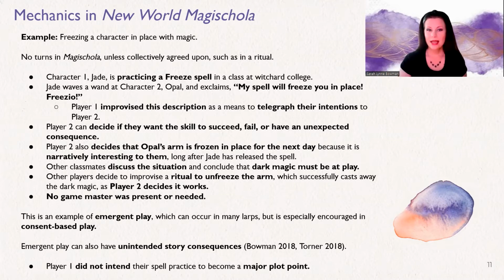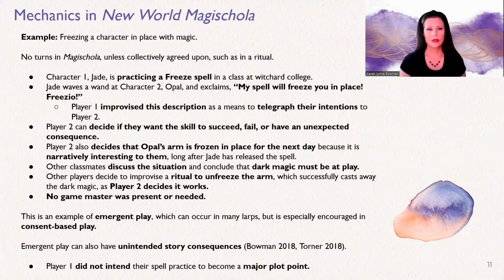Player 2 can decide if they want the spell to succeed, fail, or have unexpected consequences. And player 2 also decides, in this particular situation, they agree that the freeze spell works, but they also decide that Opal's arm is now frozen in place for the entire next day, because that was narratively interesting to them to play, long after Jade has released that spell.